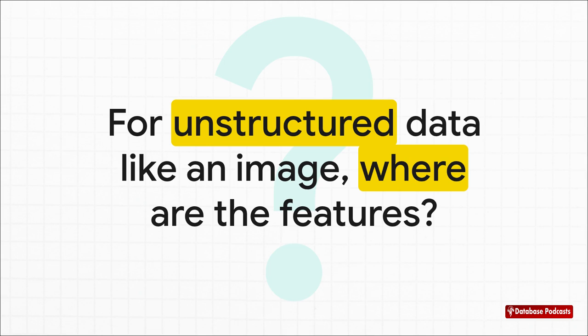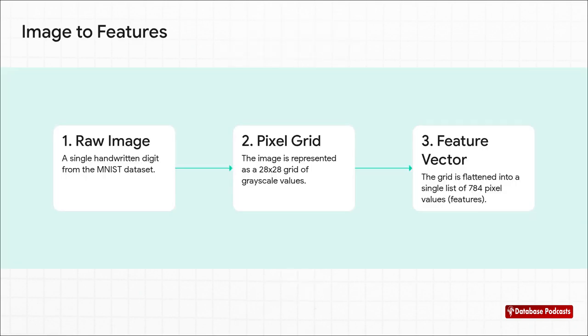All right, tables make sense. But what about messy data? What about something that doesn't have neat columns, like a photograph of a handwritten number? Where in the world are the features hiding in there? Well, it's actually a pretty cool deconstruction process. You start with the image itself. The computer just sees a grid of pixels, right?